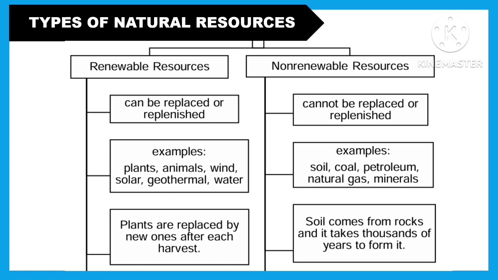Renewable resources can be replaced or replenished. Examples are the following, such as plants, animals, wind, solar, geothermal, and water. Plants are replaced by new ones after each harvest.